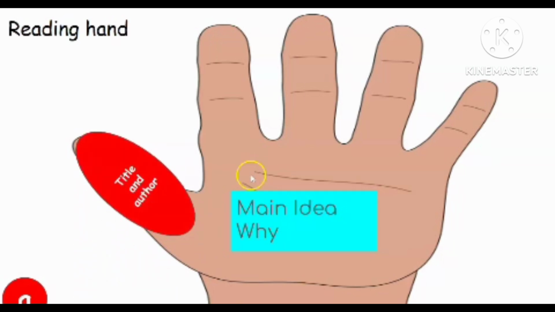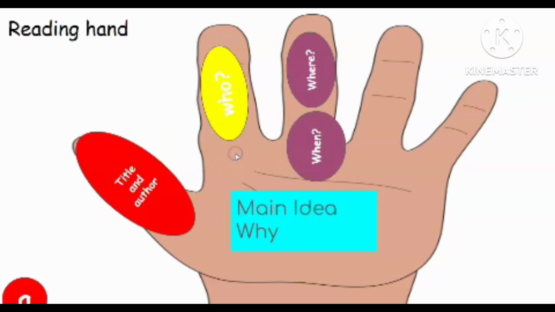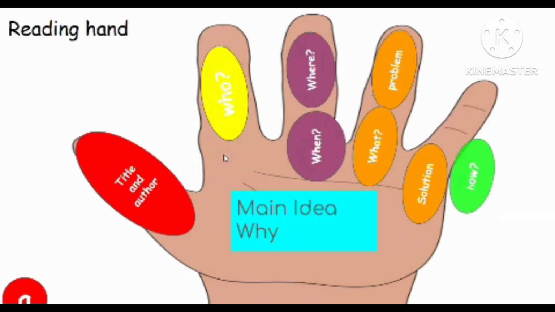Is there a title and an author? If there's none, I know when I'm writing my exams or my assessment or anything, the teacher's going to ask me, give it a title. Who is the story about? Who is the main characters? Where is the story taking place? When is it happening? What is the problem? What is the solution? And how did we get to the problem? How did we solve the solution? Let's go to our story.